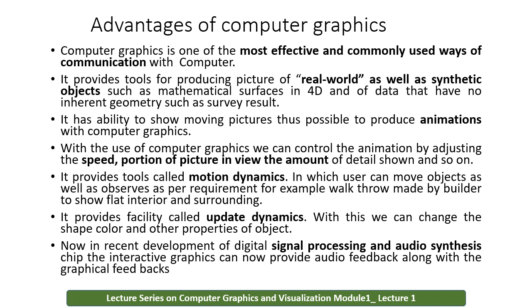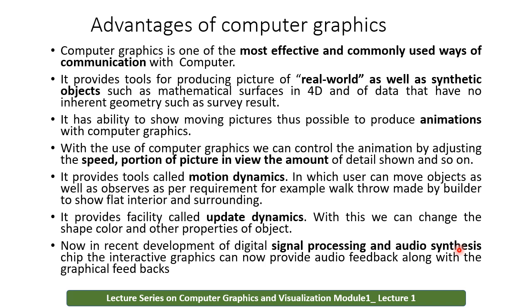And it has the ability to show moving pictures, thus making it possible to produce animations with the help of computer graphics. With the use of computer graphics, we can control the animation by adjusting the speed, the portion of the picture in view, the amount of detail shown and so on. It also provides tools called motion dynamics, in which the user can move the objects as well as observe them as per requirement. For example, a walkthrough made by a builder to show a flat's interior and surroundings.